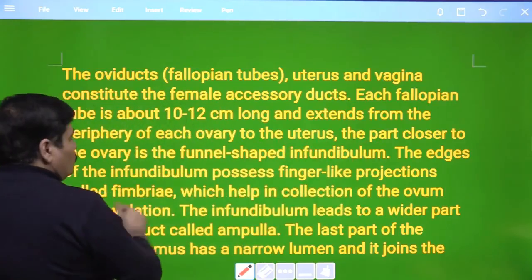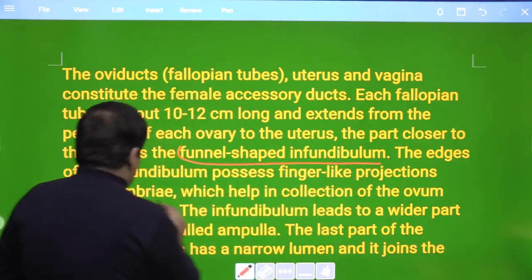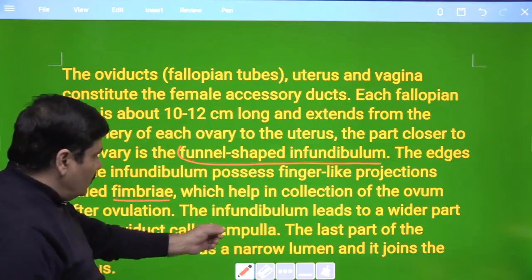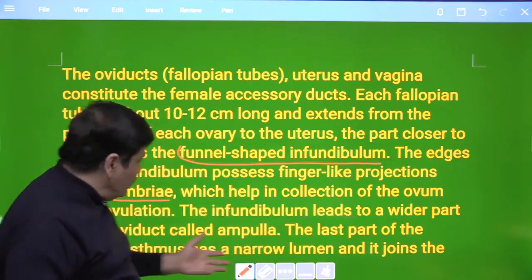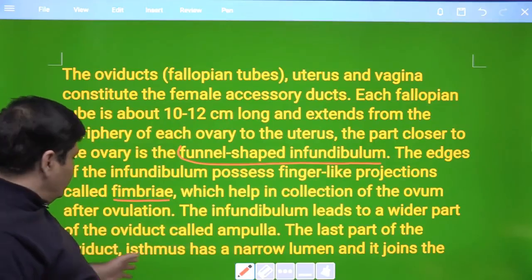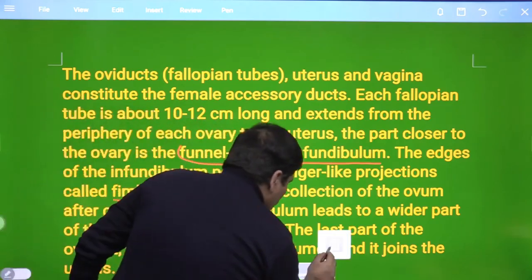The part closer to the ovary is the funnel-shaped infundibulum, and we know that this has fimbriae which help in the collection of the ovum. The infundibulum leads to a wider part, the ampulla, and then the last part is the isthmus, and the isthmus opens into the uterus or joins the uterus. I hope this is absolutely clear.